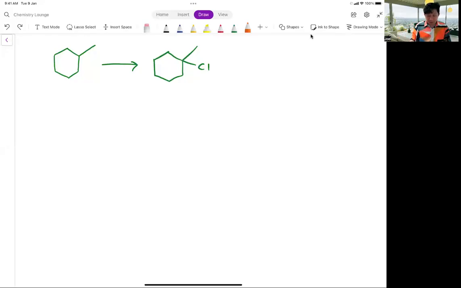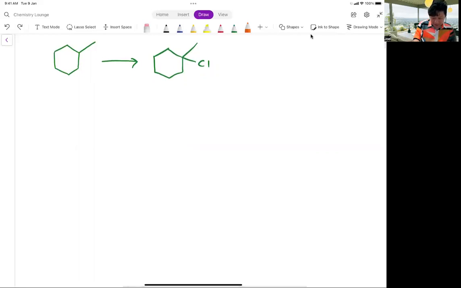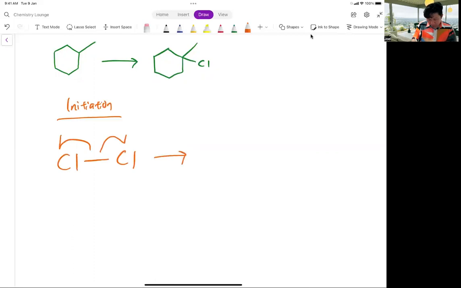Okay, one more time. You must know very clearly that the initiation is the easiest. So initiation: Cl-Cl, make sure it's a half arrow, UV light, 2 Cl dot radicals. Understand? This is homolytic fission.